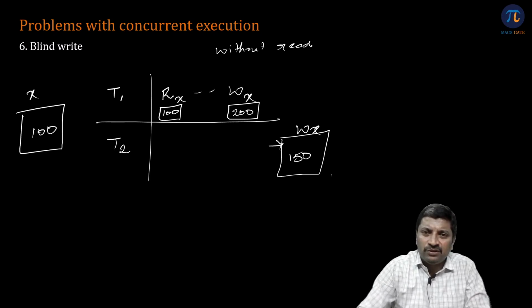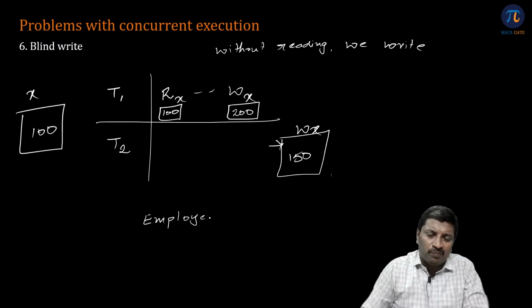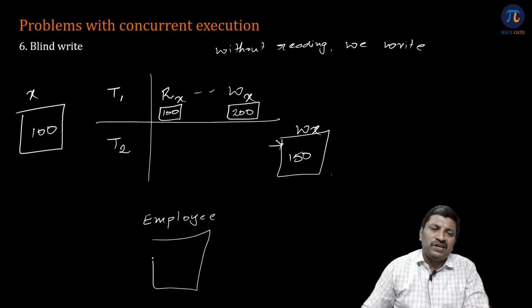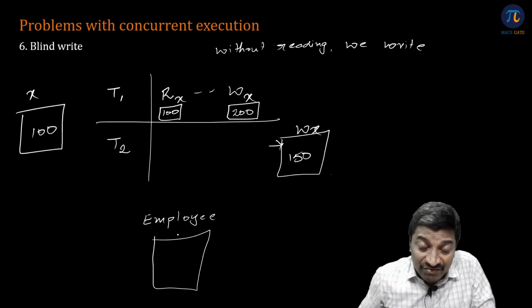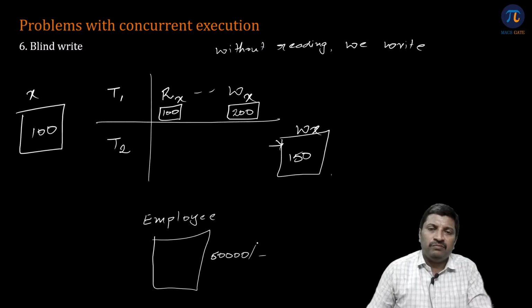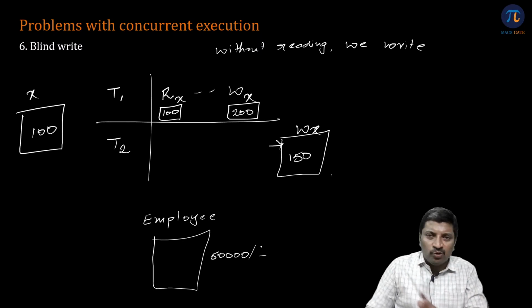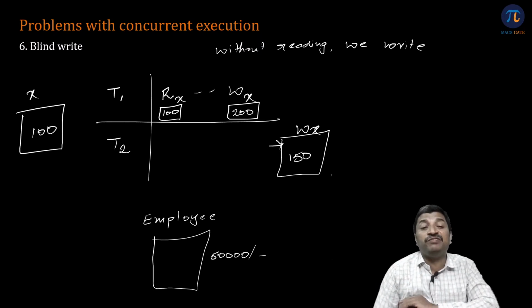Without reading, you are writing. Let me give the best example. Suppose I have a company in which I have so many employees. Now, suddenly I decided I want to give a fixed salary for each and every employee. So what I do is, I will make it 50,000 per month for every employee. Whatever the previous salary, I don't mind. That may be 10,000, that may be 1 lakh also. But now I want to fix 50,000 for everyone.